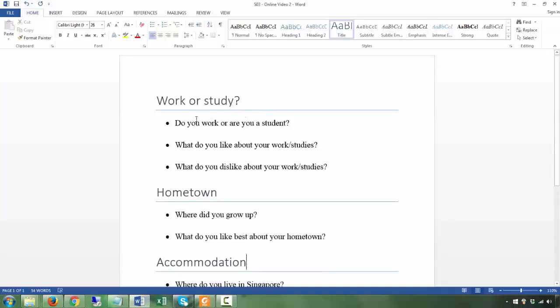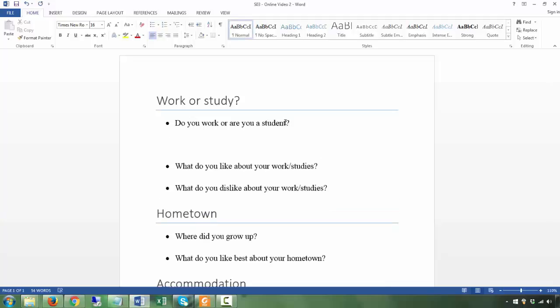work or study. Okay, so do you work or are you a student? So remember, this is what I want you to do. I want you to prepare through writing it out. Because through writing, as I mentioned before, you can actually take note of your grammar, add some vocabulary, etc. And you have more time to think, and you can really structure your answer better.